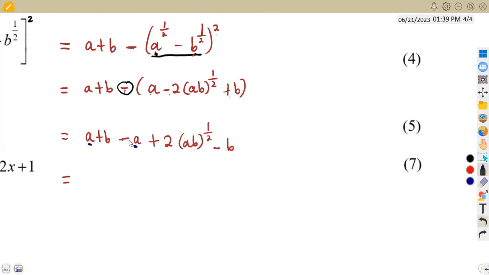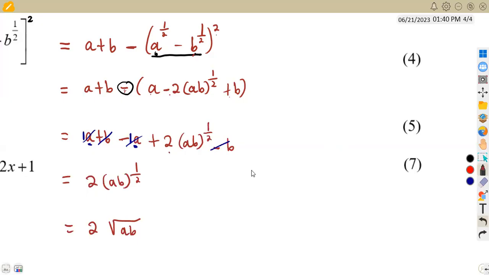So this is the same as 1a minus 1a, which is a 0. So this one gives us a 0. Same thing with b minus b. This also gives us a 0. So we are remaining with the 2ab to the exponent of a half, which we can also write as, remember, to the exponent of a half is the same as the square root of. So we can write this as 2 square root of ab, the a and the b, everything under the square root. So these are the typical questions that you might be given.